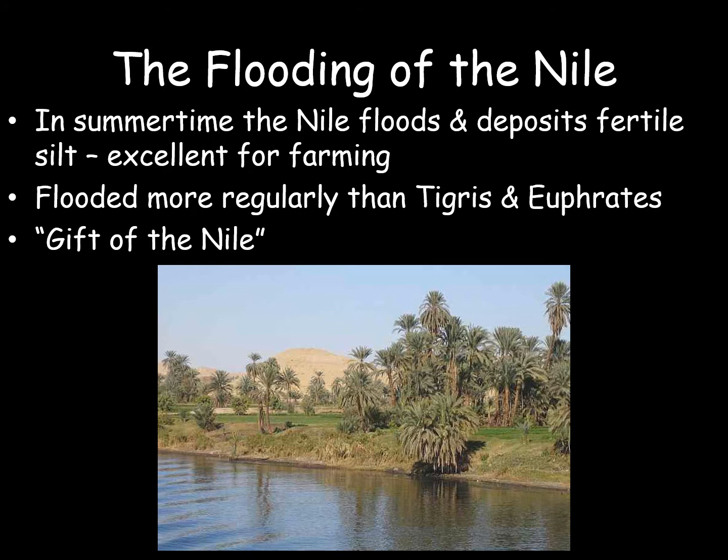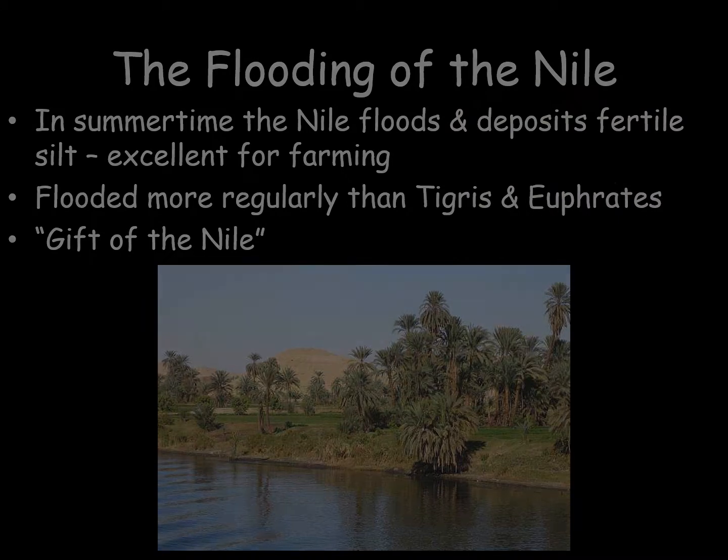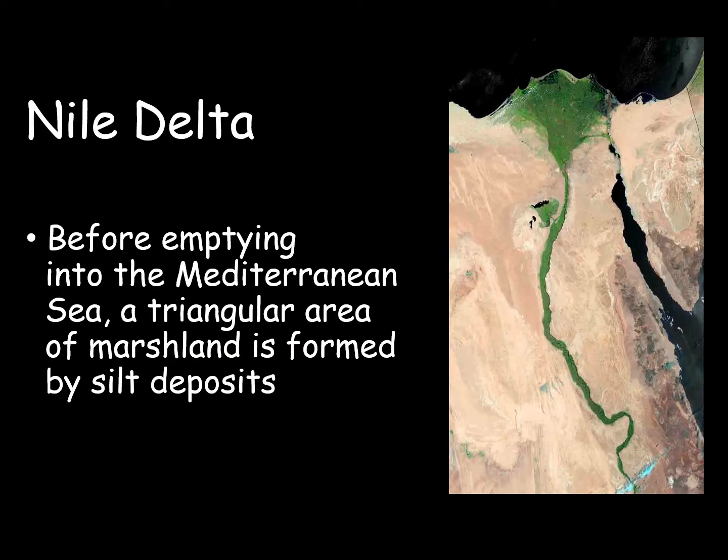While the Tigris and Euphrates could be devastating when they flooded to the people of Mesopotamia, the Nile flowed very gently, and some compared it to a bathtub just overflowing with water. So it was not devastating, it was predictable, and that's why it would be called a gift. The Nile Delta is right at the Mediterranean Sea area of the Nile River. It's a triangular area of marshland, formed by the silt deposits. In the United States, we have a very similar area called the Mississippi Delta, where the Mississippi River flows into the Gulf of Mexico.